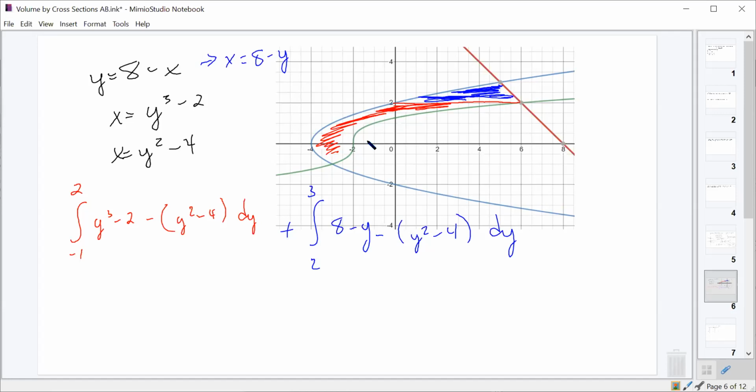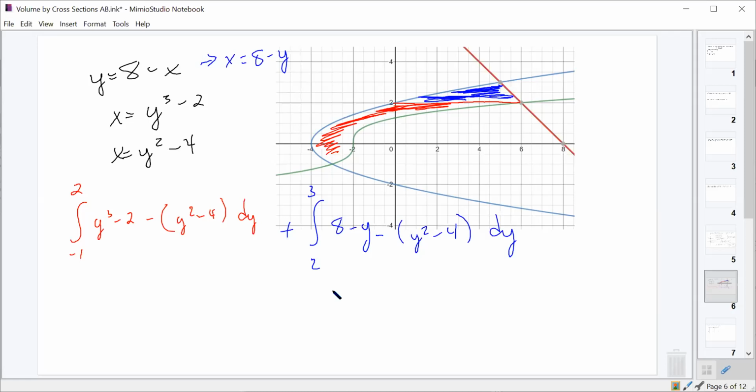Why are we splitting it into 2? Because for some of the y values, the rightmost function is the cubic, and for some of the y values, the rightmost function is the linear one. And so we can't do the same integral for the entire thing, because it changes which one is the rightmost function. From -1 to 2, it's the cubic. From 2 to 3, it's the linear. But the leftmost function is always the parabola. Does that make sense or no?